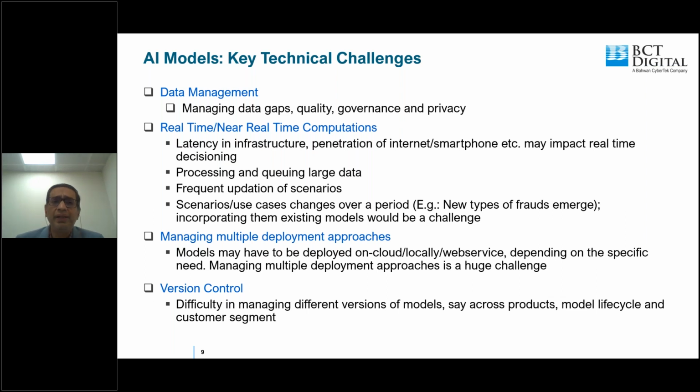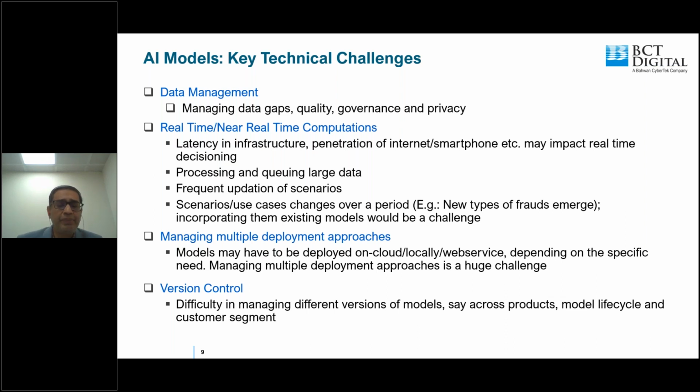Then third thing is, there are multiple deployment approaches that need to be followed. For example, some of the models need to be deployed on cloud, some of the models need to be deployed as a web service or locally, depending on the specific need. So within a company or within an environment itself, you need multiple approaches for deployment. So how do you manage all these things? It's a very big challenge.